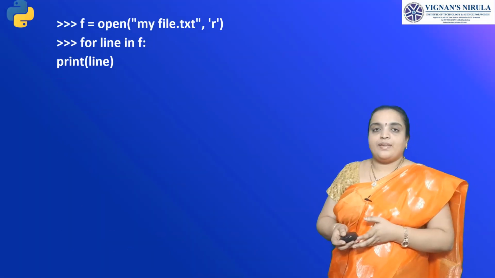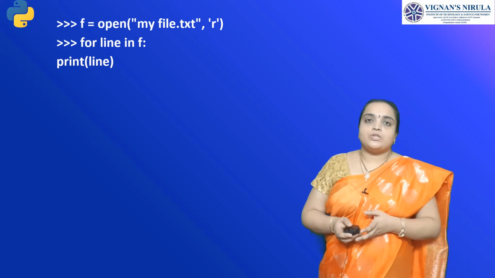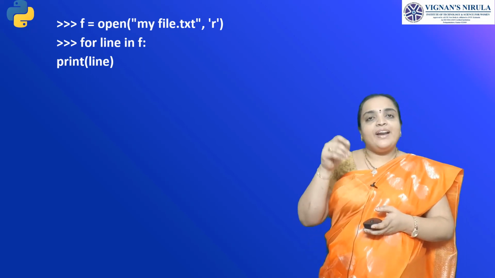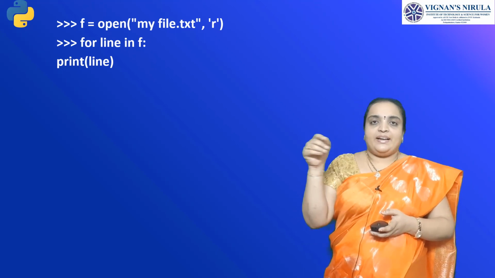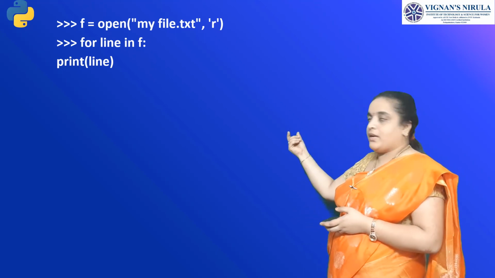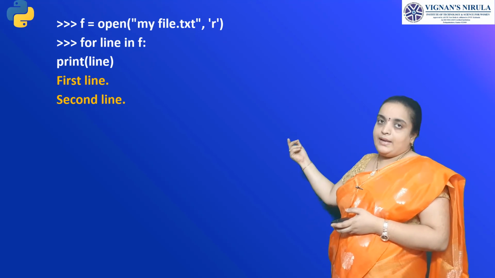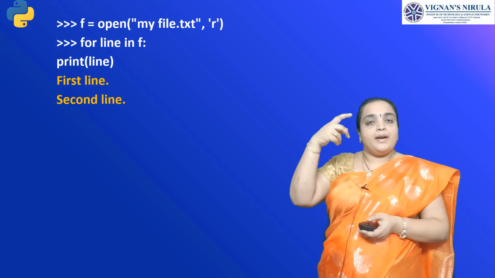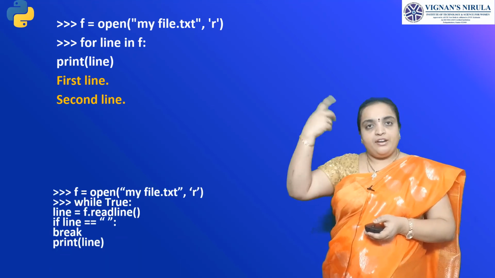Clear? Then let us move to the next one, that is opening the file in read mode. If you want to read line by line, then you have to take it in a for loop. For line in f, print line means each and every line will be printed for each iteration.